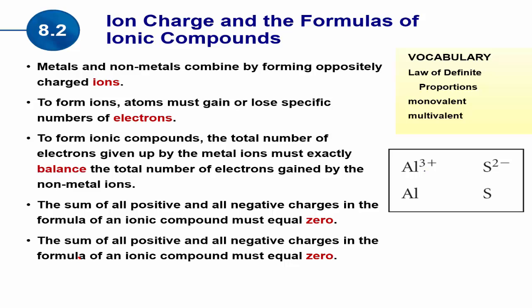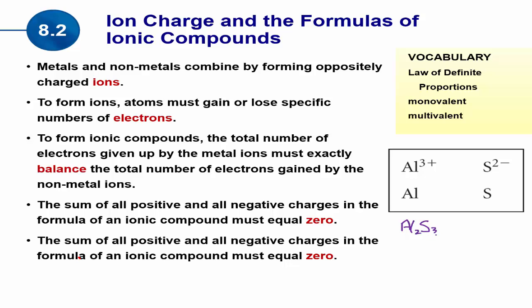What if I had 2 aluminums though? 2 aluminums, each with a charge of 3+, gives aluminum a charge of 6+. And what if I had 3 sulfur atoms? 3 times -2 is -6. So +6 plus -6 adds up to 0. So there you go. The formula between aluminum and sulfur would be aluminum, and we said that we need 2 of those, and we need 3 sulfur.